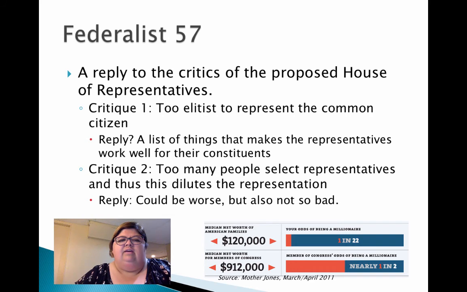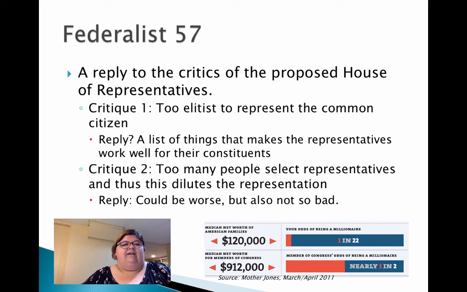So the next critique that it is dealt with is that too many people select the representatives, and therefore this dilutes the representation. What the Anti-Federalists were saying here is you are only going to get one representative for so many thousand people, which means that person really doesn't represent your interests. They represent kind of this weird blob of people's interests. And that's kind of a good point. And it's even probably a better point today than it was then, since the representation now is about 600,000 people, whereas back then it was probably maybe a few thousand people.